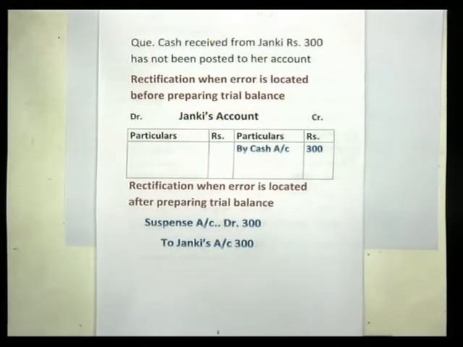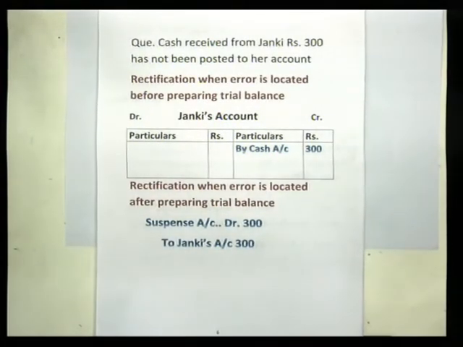Because the ledger account is not totaled and the trial balance is not prepared, it is still possible to make changes in the ledger account. So if the error is rectified before preparing the trial balance, then you should give a rectifying remark in the particular ledger account. But if the error is located after preparing the trial balance, then by using the suspense account you have to pass a journal entry, if the error is such that the trial balance does not tally. So this principle should be kept in mind.